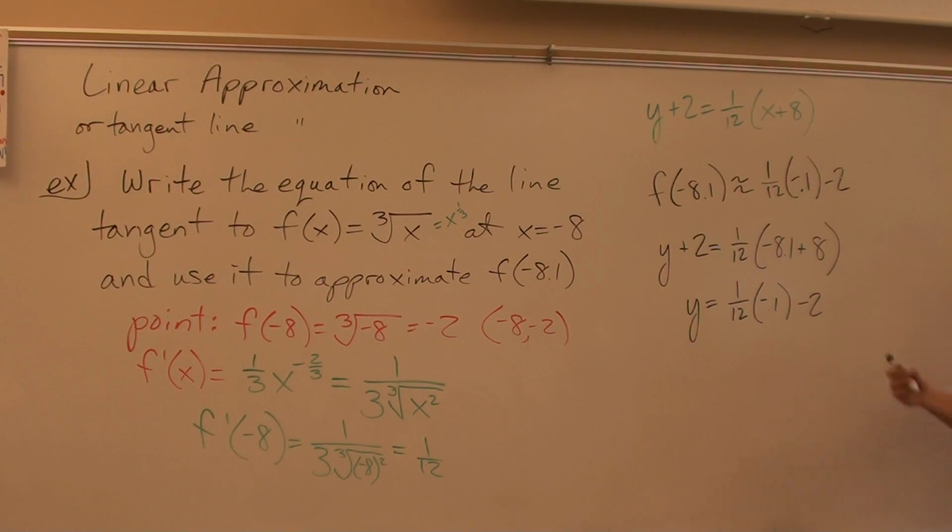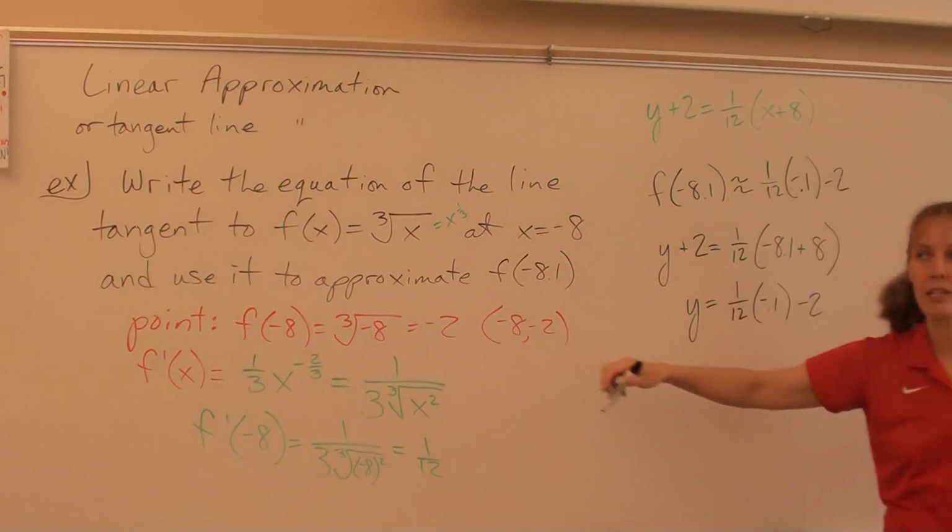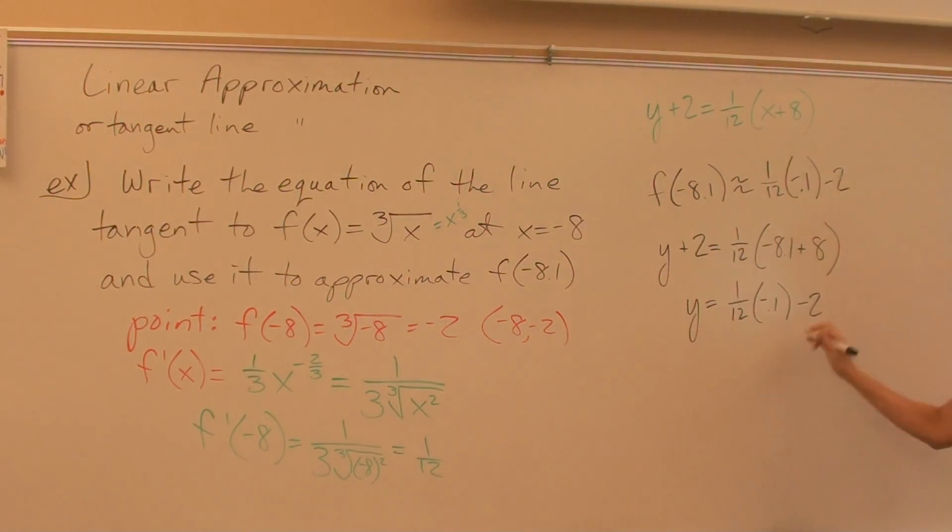Okay. You can convert this to negative 1/10, and you get negative 1 over 120 minus 240 over 120, so you get negative 241 over 120. But you could just leave it like this. All right, and that's it. So here's what we did. We had the cube root of x, right? We've got a cube root function, normally looks like that, right? We're over here at negative 8.